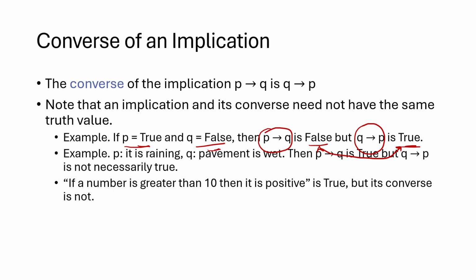Here's a more concrete example. Consider the implication, if a number is greater than 10, then it is positive. It's a conditional statement, it's an implication, and it is true because if something is greater than 10, it has to be positive. But its converse will be, if a number is positive, then it's greater than 10, which is not necessarily true because 2 is positive, but it's not greater than 10. 5 is positive, but it's not greater than 10, and so on. So again, the takeaway from this slide is that the truth value of an implication and its converse may not be the same.